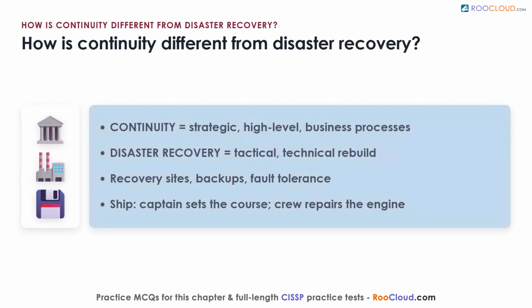How is business continuity planning different from disaster recovery planning? This trips up a lot of candidates, so let's make it clean. Both prepare you for a disaster, and in real life their edges blur. The difference is one of perspective.